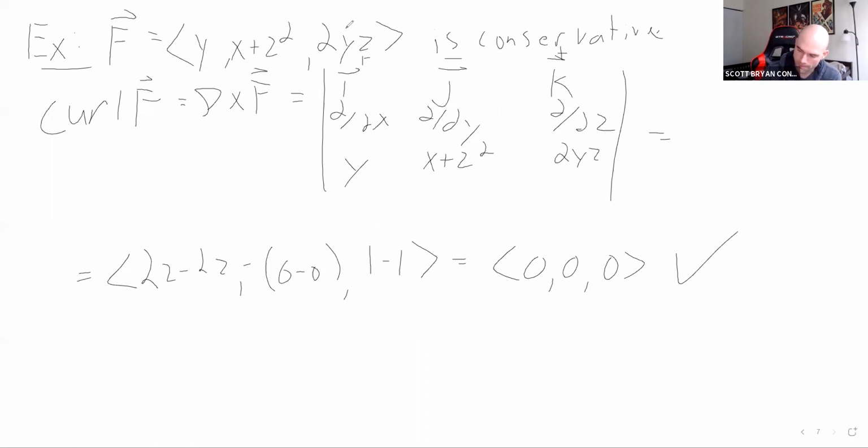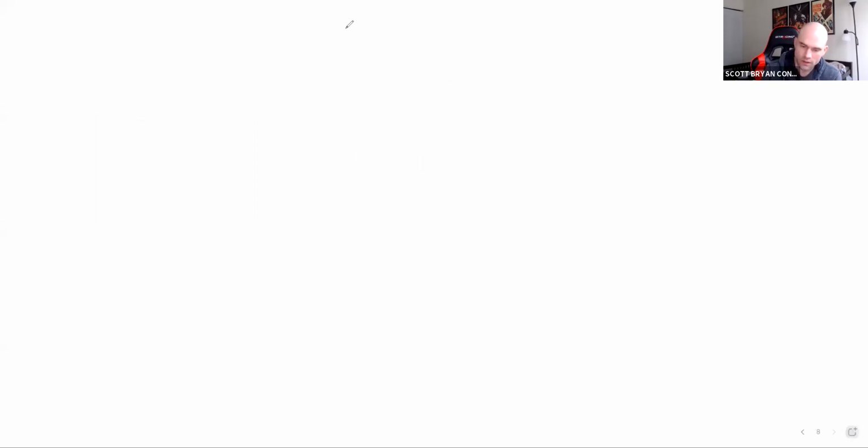Okay. So let's look at another vector field and see if that's conservative. So is our vector field xy, x squared over 2, zy conservative?